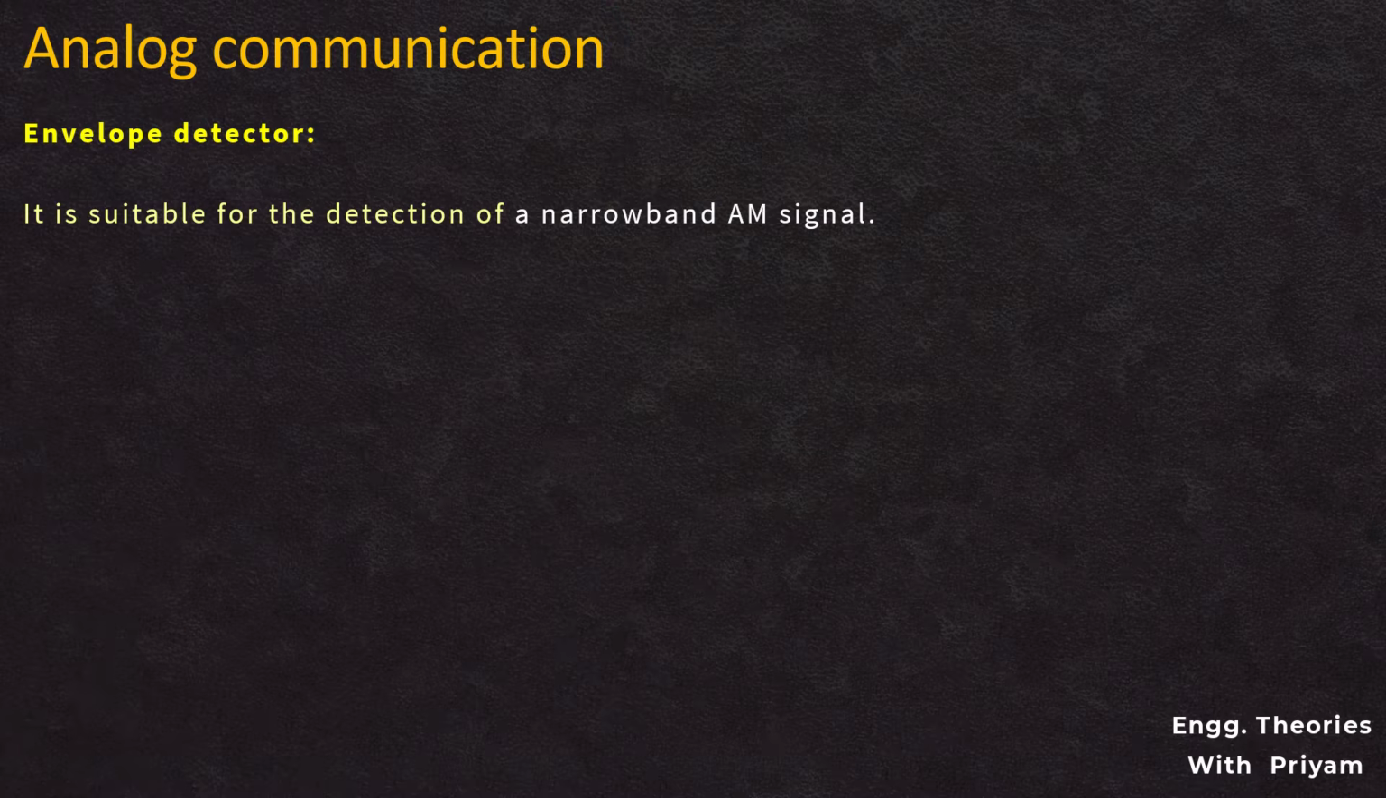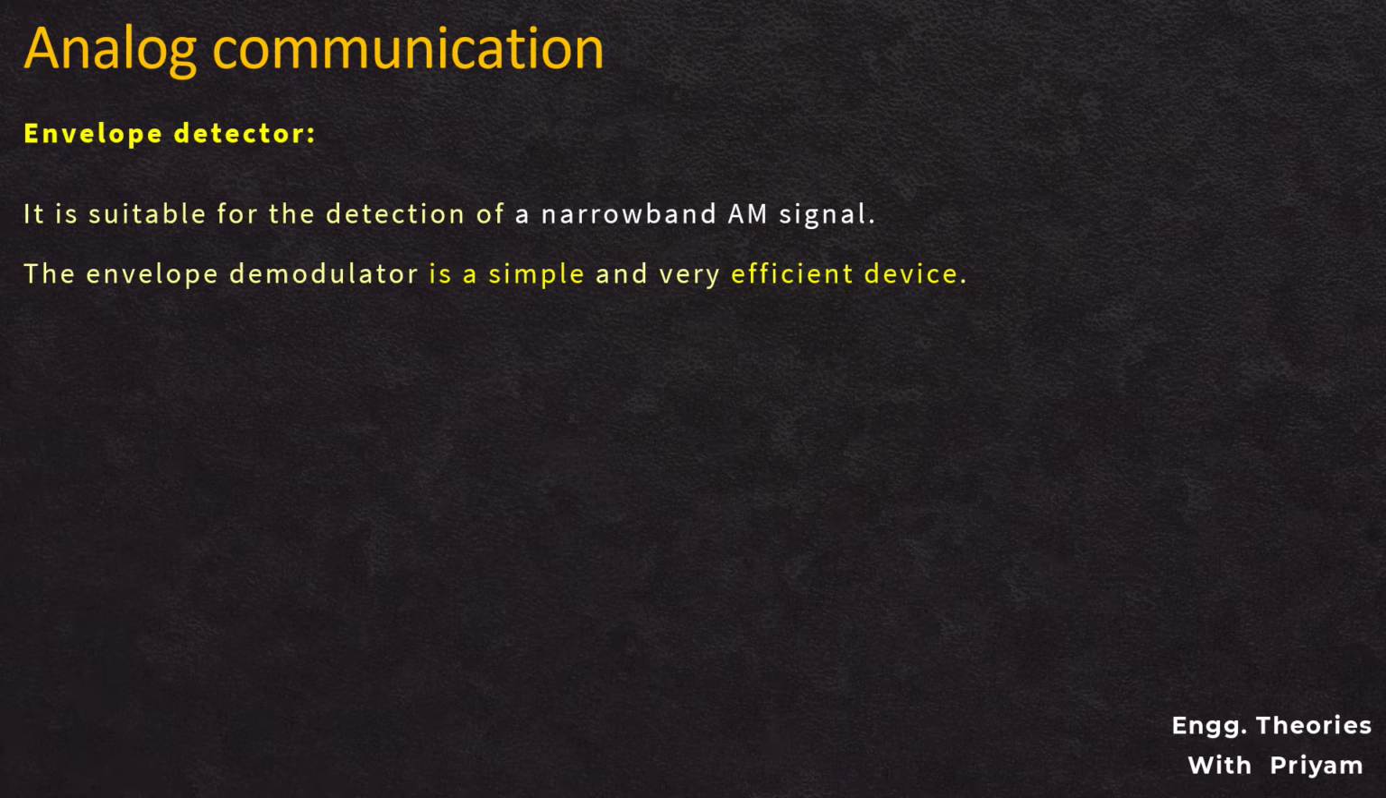In a narrowband amplitude modulated signal, the carrier frequency Fc is much higher than the bandwidth of the modulating signal. The envelope demodulator is a device that is both simple and highly effective. The output signal produced by the envelope demodulator will follow the envelope of the input amplitude modulated signal. Let us see the circuit diagram for the envelope demodulator.